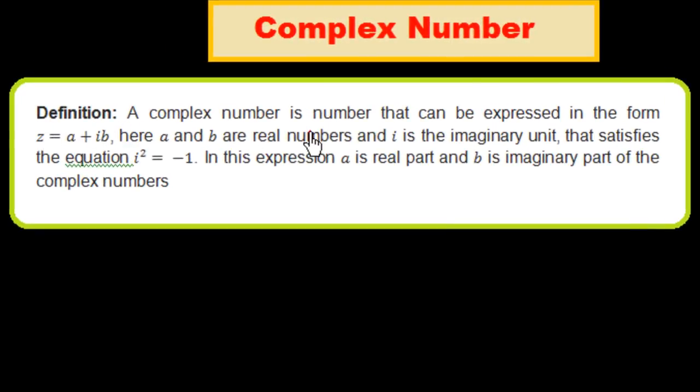A complex number is a number that can be expressed in the form z is equal to a plus ib. Here a and b are real numbers and i is the imaginary unit, which is also called iota, that satisfies the equation i square is equal to minus 1. In this expression, a is the real part and b is the imaginary part of the complex number.